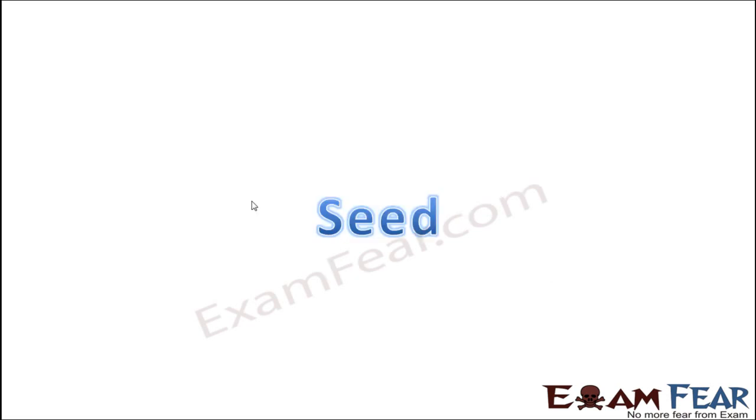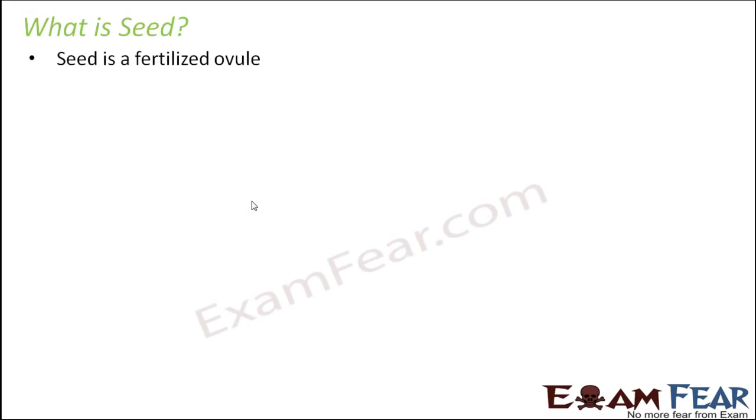So with this we end our discussion on fruit. We will now talk about the last important topic of this lesson, that is seed. So what is a seed? As I already discussed, after fertilization happens, the ovary ripens to form the fruit and the ovule matures to form the seed. So seed is nothing but a fertilized ovule.